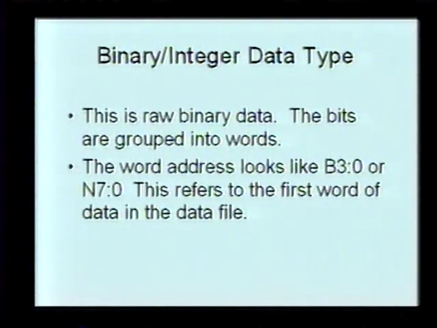Binary or integer data types. This is raw binary data. The bits are grouped into words. The word address looks like B3:0 or N7:0. This refers to the first word of the data in the data file. These are 16-bit words, so you can actually look at each individual bit of the word.